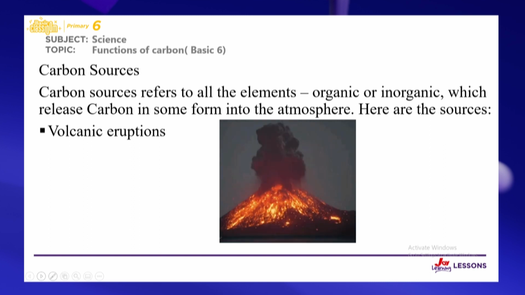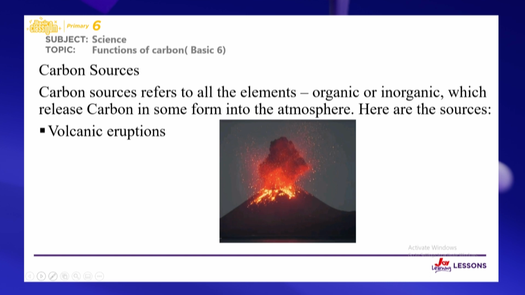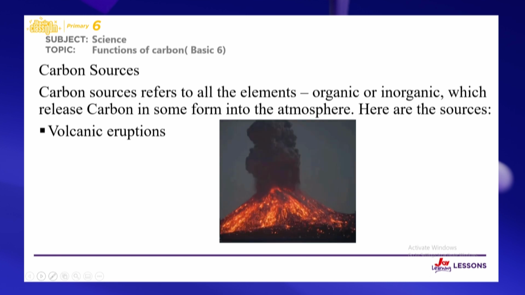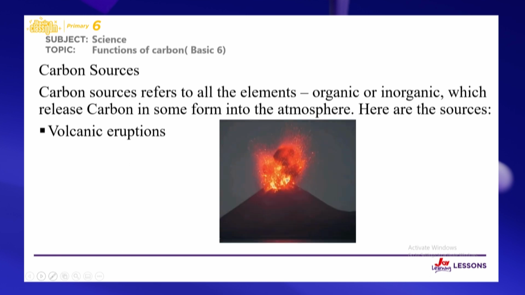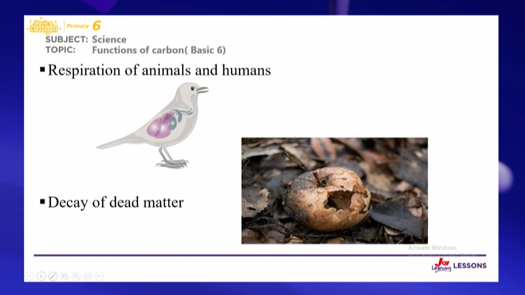So one source through which we can get carbon dioxide or carbon into the environment is what? Volcanic eruption. So on your screen, you can see volcanic eruption. This is one way we can get carbon into the environment. When it's combined with oxygen, then we have carbon dioxide. Now, respiration of animals and humans, they release what? Carbon dioxide into the environment. And also, decay of dead matter, decomposition of organisms, can get carbon dioxide into our environment.